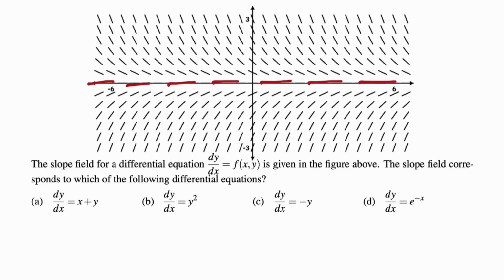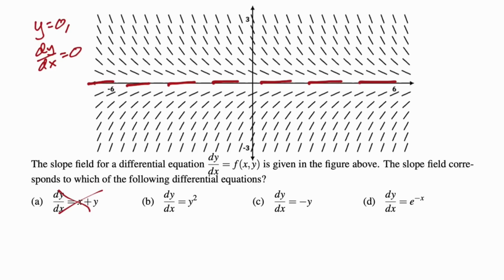So anything that has an x involved in it is out at this point, which means I actually could have crossed out e to the negative x, but I didn't cross it out yet because I want to cross that out for a different reason. But we could have crossed that out there as well. The next thing that we want to look at, I think, is what's going on with these slopes, right? So if y is positive, the slope is always negative, and if y is negative, the slope is always positive.